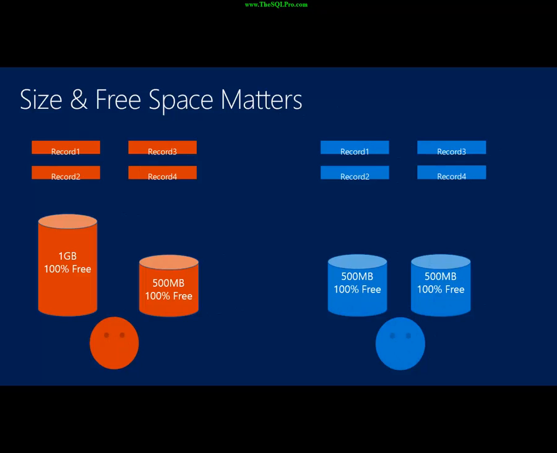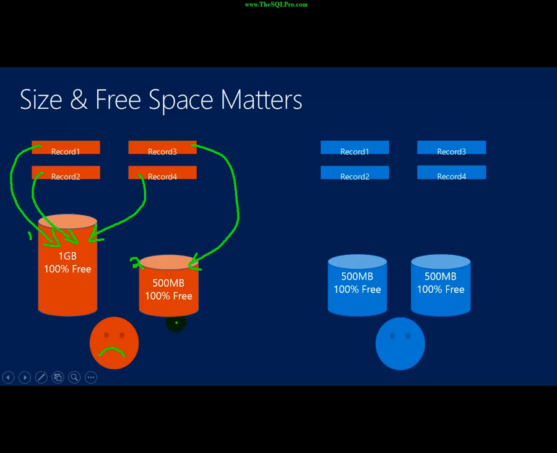So let's talk about the round-robin proportional fill algorithm. So let's take an example here. Let's say that you have two data files in your database. Here's data file number 1, and here's data file number 2. Now, as you insert records, what's going to happen is SQL Server is going to use proportional filling to start filling your data files. So your first record is going to go to this data file. And then your second record is going to go to this data file. And then your third record will go to this data file. And then your fourth record will go to this data file, which I would consider not a best practice.